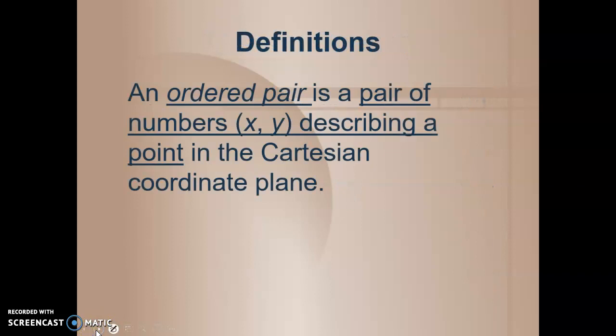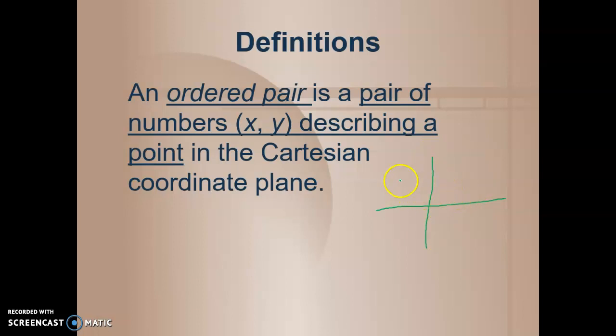There we go. Let's go over some definitions. An ordered pair is a pair of numbers, x and y coordinates, describing a point in the Cartesian coordinate plane. The Cartesian coordinate plane is just a combination of the x-axis, or the horizontal number line, and the y-axis, which is the vertical number line that we just saw. We just overlap those two things.